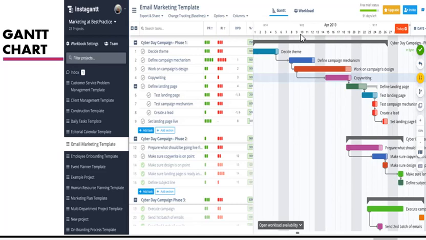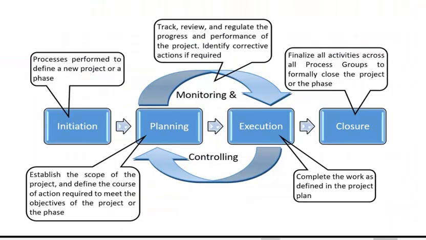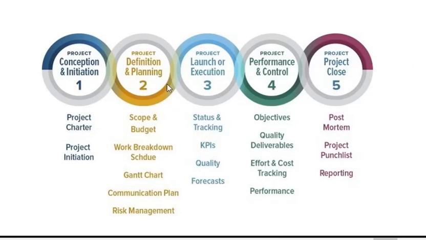Clear? Also, there are again various color schemes designated. Sometimes the names of employees are also mentioned over here. So this is something that helps the project manager to plan efficiently and understand the entire project, right? So coming back to our previous slide, yes. So this is the second phase under which the scope and budget, work breakdown schedule, Gantt chart, communication plan, and risk management is taken into consideration, right?